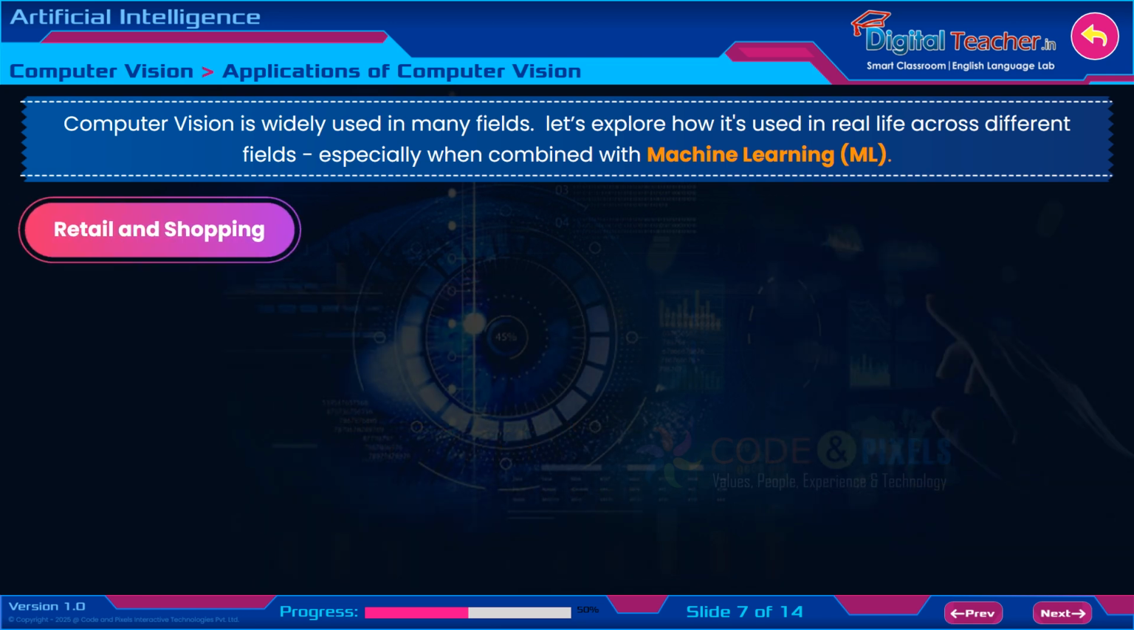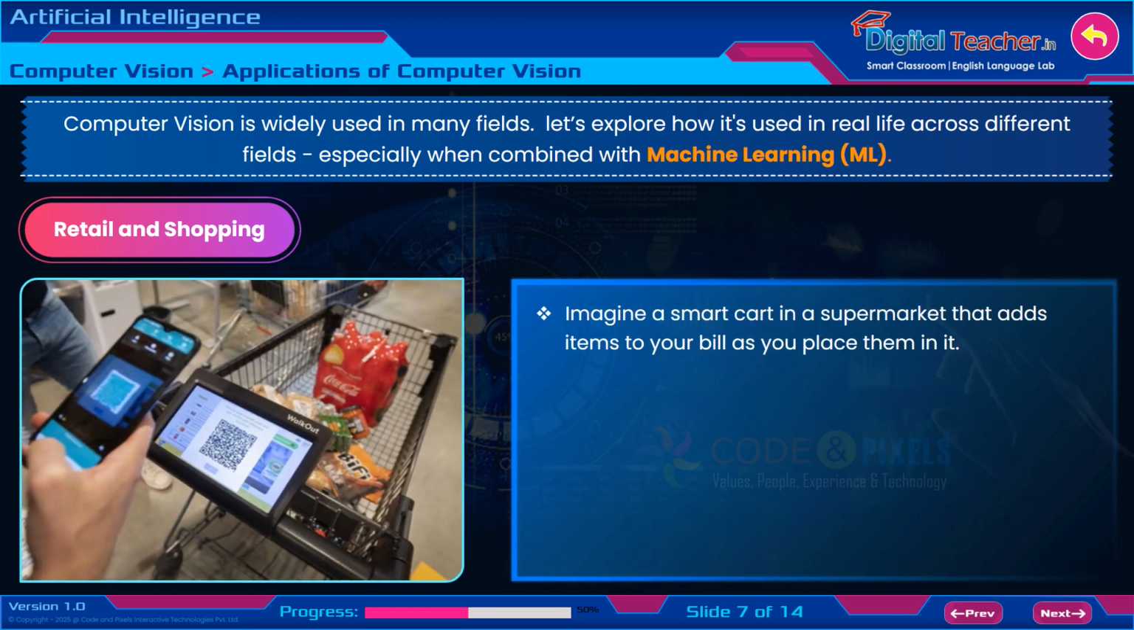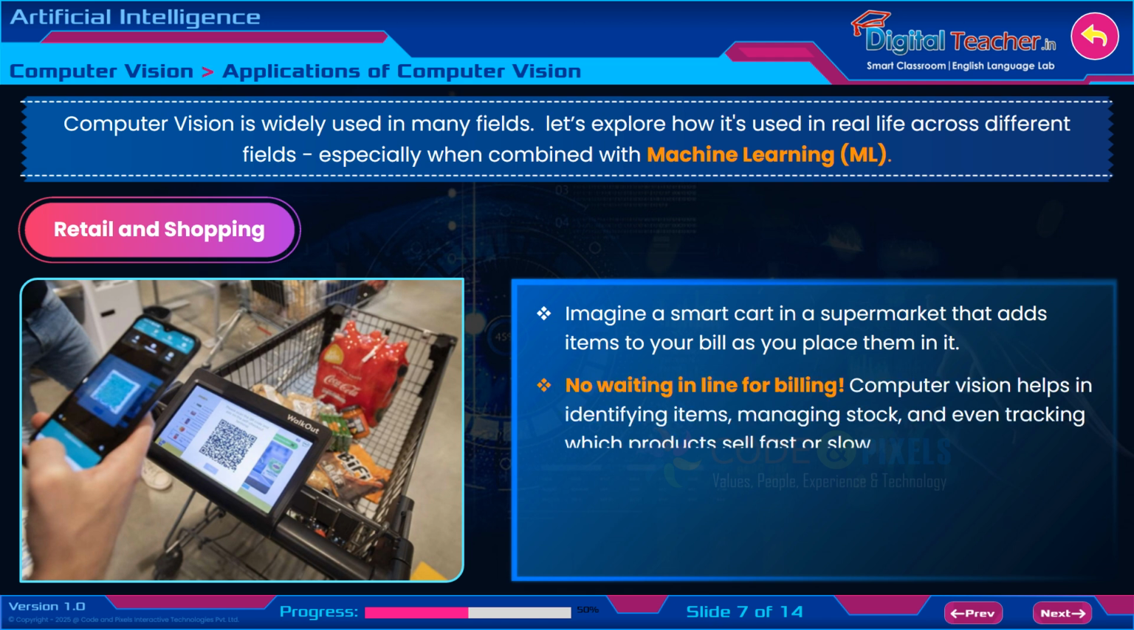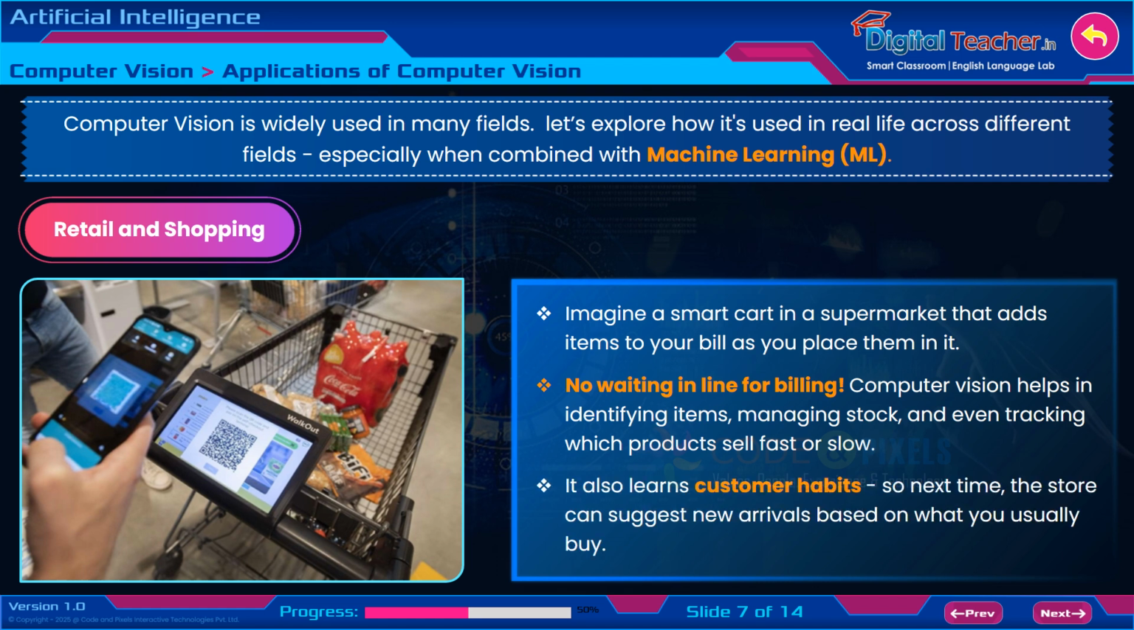Retail and shopping. Imagine a smart cart in a supermarket that adds items to your bill as you place them in it. No waiting in line for billing. Computer vision helps in identifying items, managing stock, and even tracking which products sell fast or slow. It also learns customer habits, so next time, the store can suggest new arrivals based on what you usually buy.